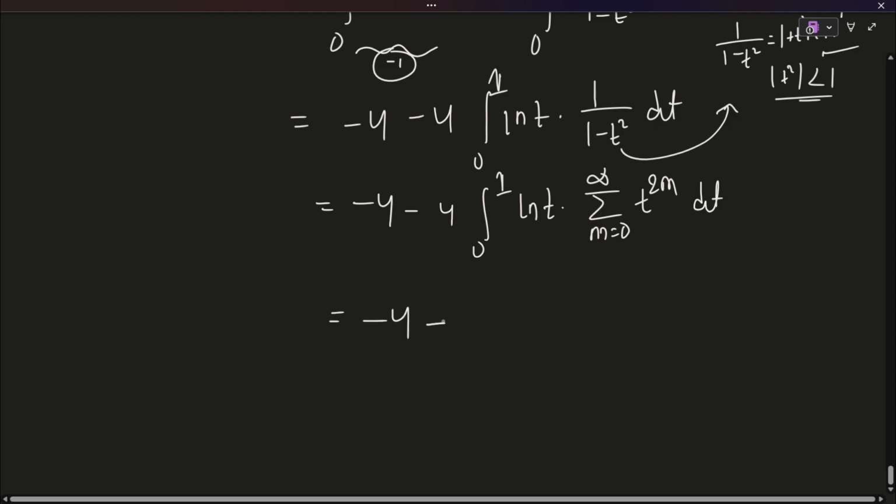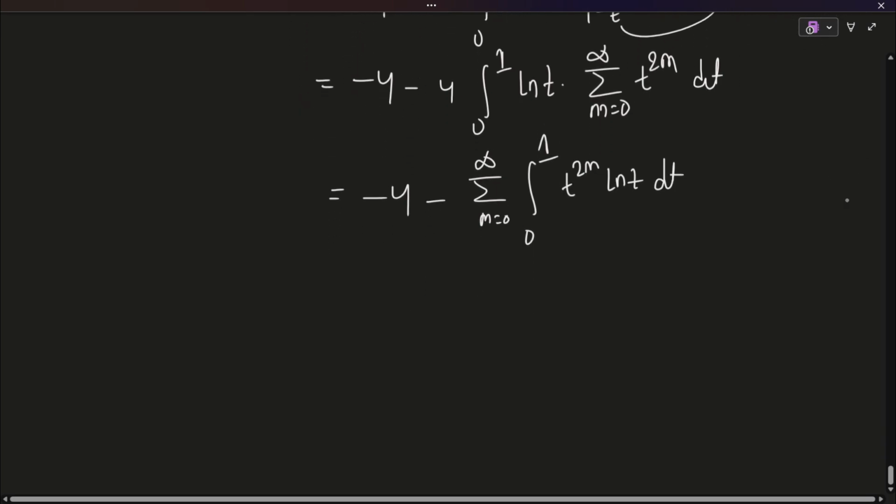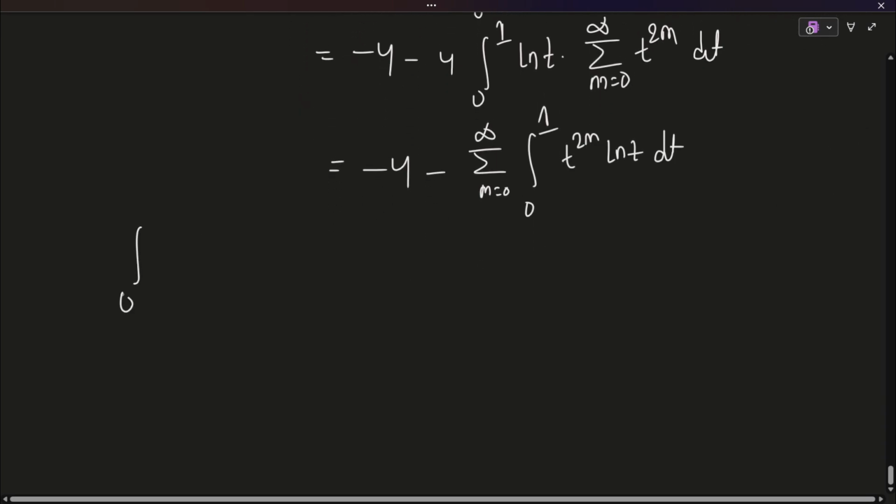Now minus 4 times, and now I'm trying to interchange the summation and the integral here, and this is valid right now, at least. The integral from 0 to 1 of t to the power 2m ln of t dt. Now you can understand a general result here. The integral from 0 to 1 of x to the power a times ln x to the power b dx is a general result which can be proved in a very clever way. It is minus 1 whole to the power b into b factorial by a plus 1 whole to the power b plus 1.